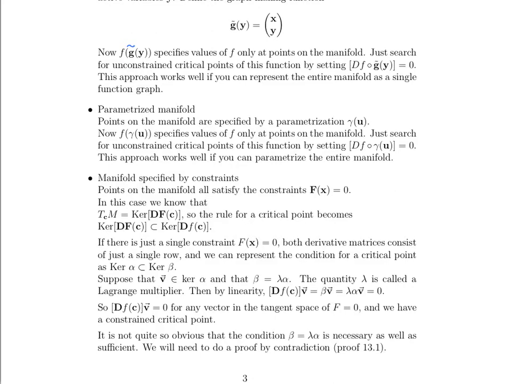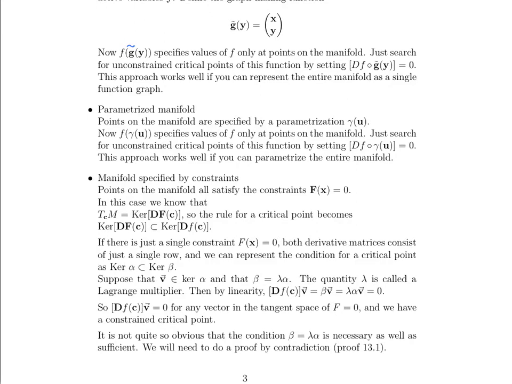We're going to be working with this a lot more in class and in a lot of our proofs. If there's just a single constraint, big F equals 0, both derivative matrices are just a single row, and you can represent the condition for a critical point as kernel alpha is a subset of kernel beta. So what is that saying? Well, if we have a vector v that is an element of kernel alpha, and beta equals lambda alpha, the quantity lambda is called a Lagrange multiplier.